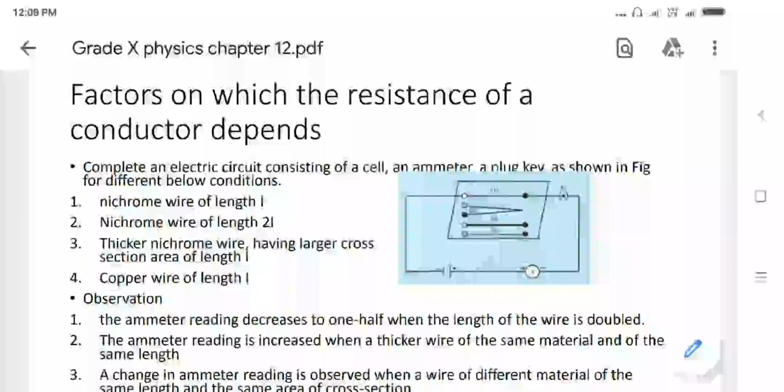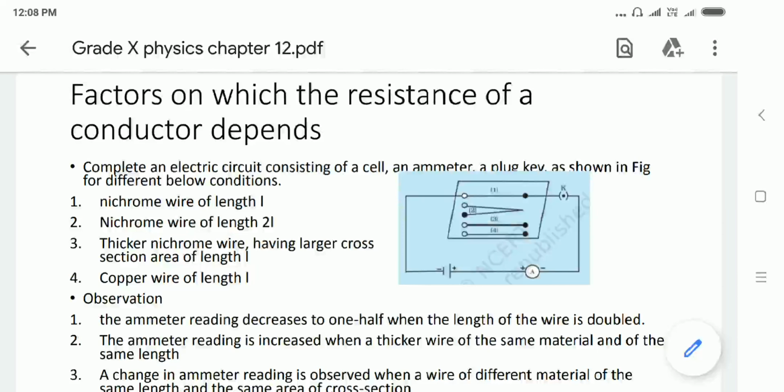Hello students, let us start our new session with a new topic, factors on which the resistance of a conductor depends. Now we are focusing on which parameters my resistance value depends upon. To understand this, let us start with an activity.